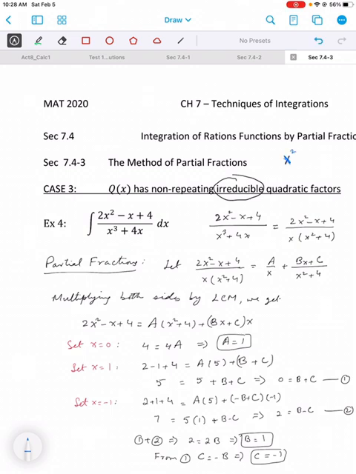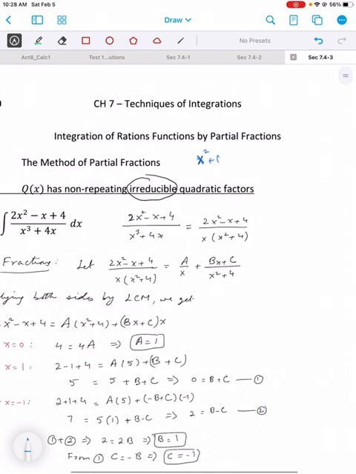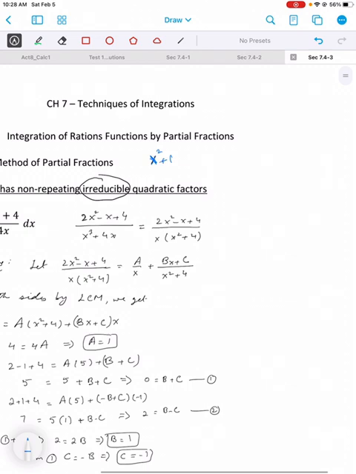If you have, for example, x squared plus 1, it cannot be factored, so we say it is an irreducible quadratic factor. Or something like x squared plus x plus 2. You cannot factor it in real numbers. In other words, when you try to find the values of x, you end up getting complex numbers, so you do not get real numbers. So then we say this is irreducible.